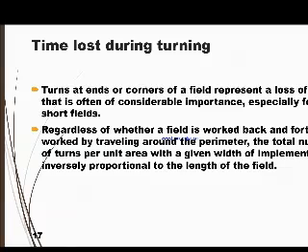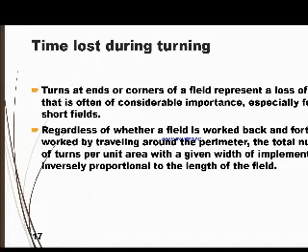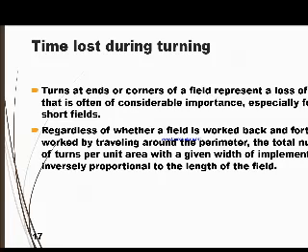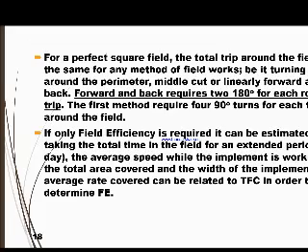Regardless of whether the field is worked back and forth or by traveling around the perimeter, the total number of turns per unit area with the given width of the implement is inversely proportional to the length of the field. Meaning that if you have a rectangular field, you are going to have fewer turns per unit area compared to a perfect square field.